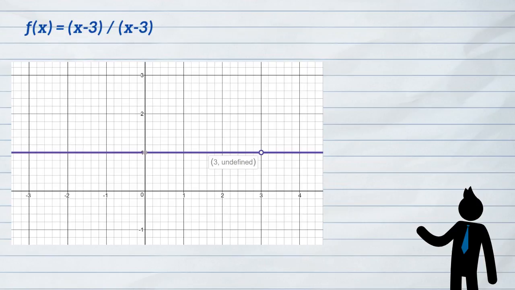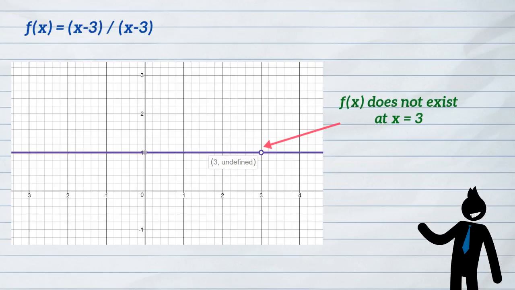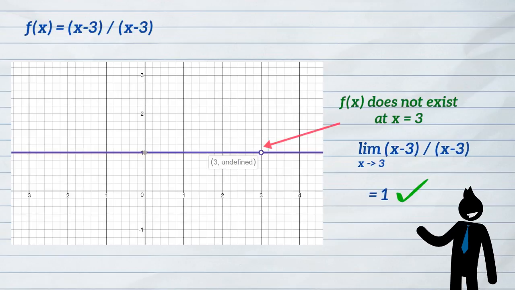It means that when x is equal to 3, the resulting value of the function is undefined. If we take a look at the graph of this function, we can see that there is a hole in it, indicating that the value of f(x) is undefined when x is equal to 3. However, notice that as x approaches 3, the resulting value of the function approaches 1.